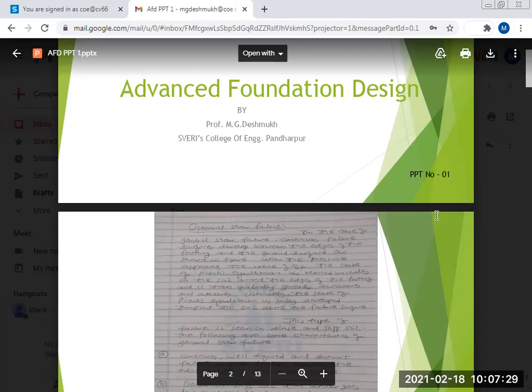One is general shear failure. This is very important. I will tell you: general shear failure, local shear failure, and punched shear failure. In competitive exams you will get questions on this, and most importantly the whole chapter is based on this only. Whenever you solve the problems, you have to decide whether this is general shear failure, local shear failure, or punched shear.